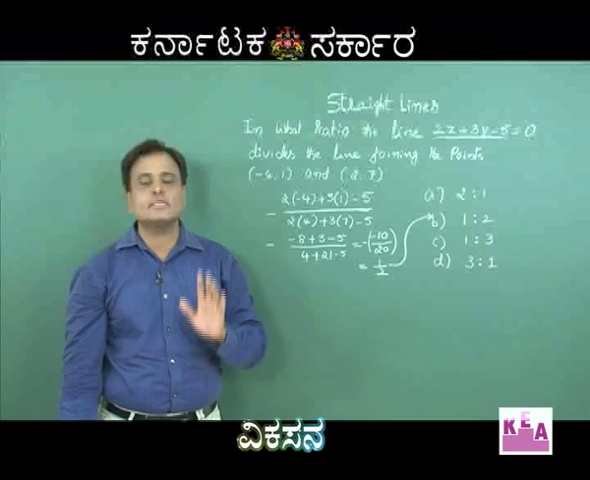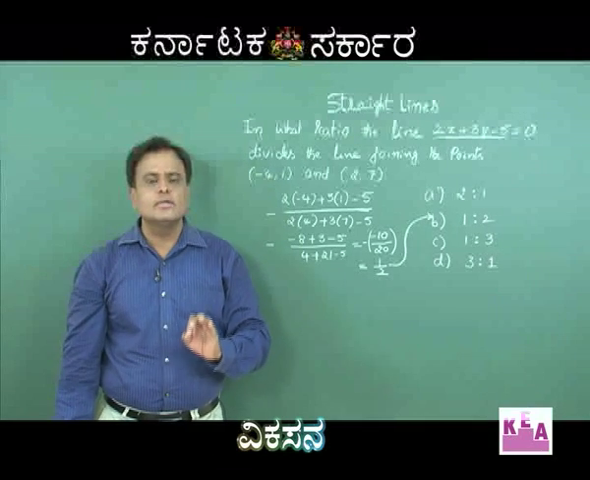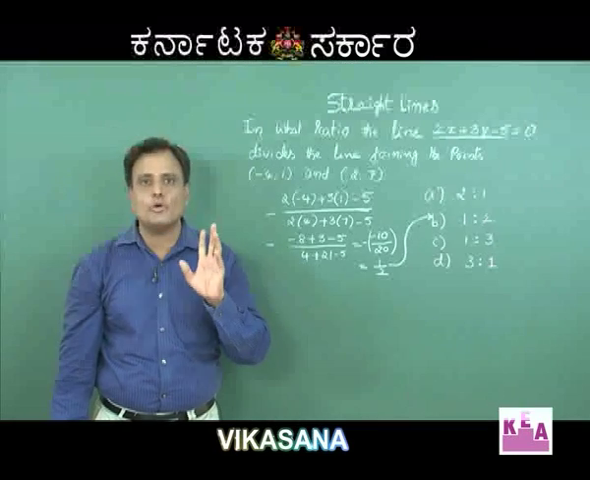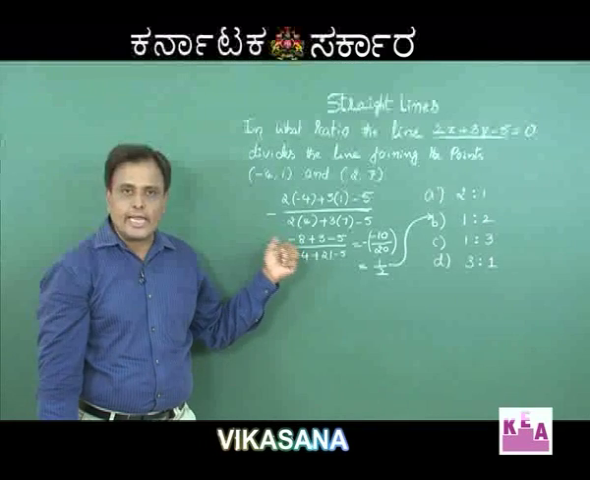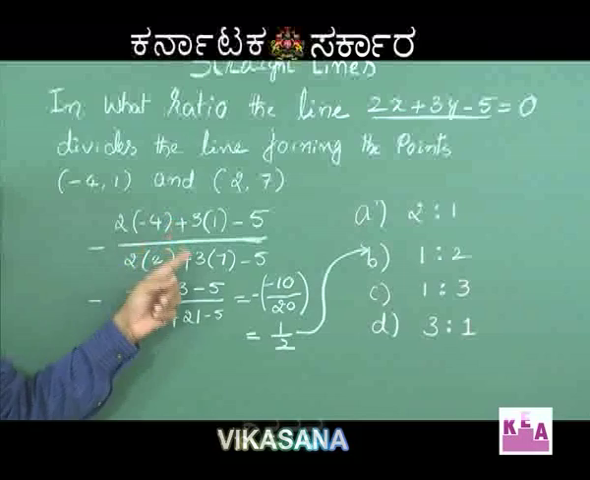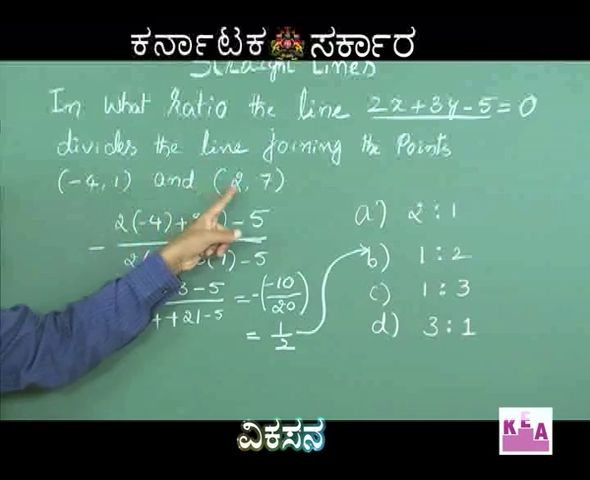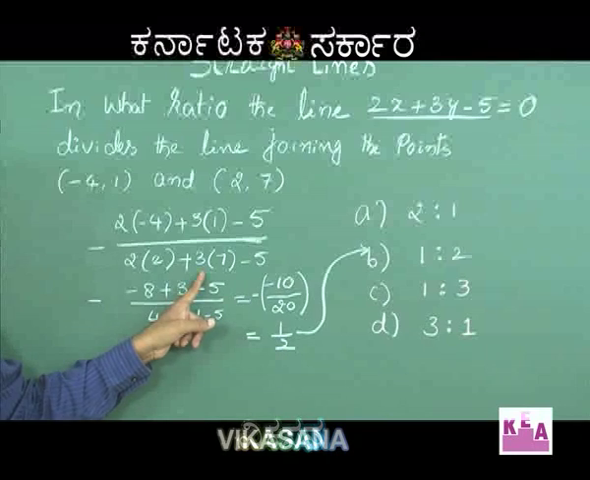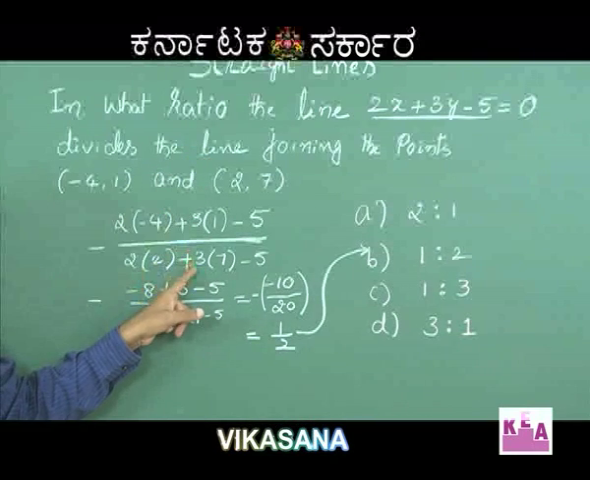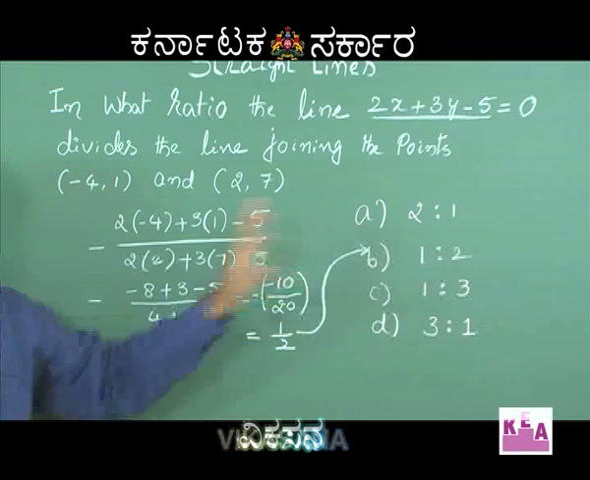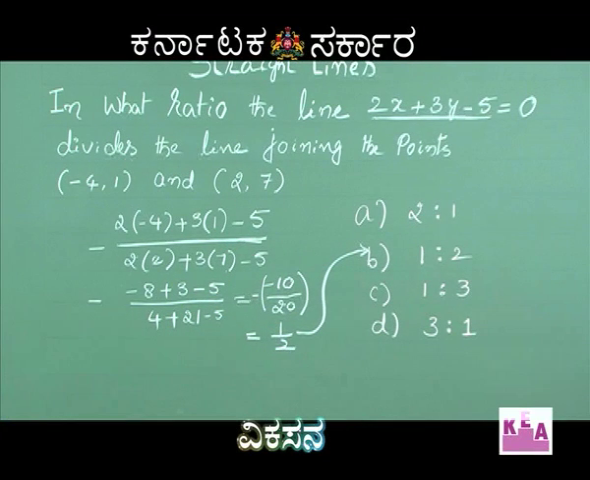Once again, dear students, just note down, this is an important shortcut. To find the ratio when a line divides the line joining two points, start with a negative sign. In the numerator, substitute the first point in the LHS, and in the denominator substitute the second point. After simplification we are getting 1 by 2, which is equal to 1 is to 2. Please note down.